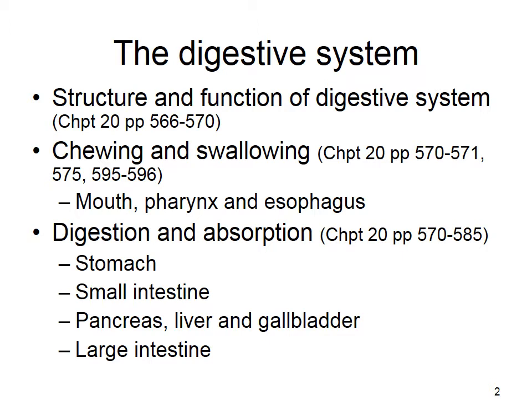So we'll talk about the mouth, pharynx, and esophagus. Then we're going to talk about digestion and absorption. We'll talk about the stomach, then the small intestine, and then we'll take a little detour, right? And we're going to talk about the accessory digestive organs, the pancreas, liver, and gallbladder. And then we're going to talk about the large intestine.